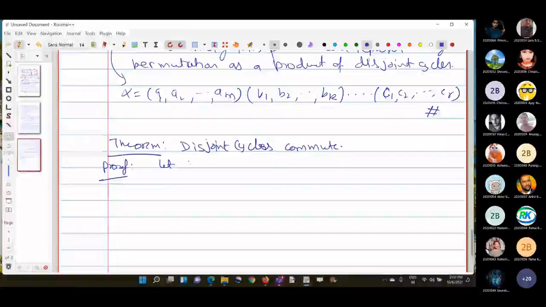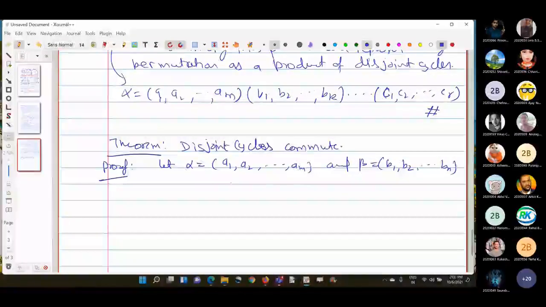Let alpha equals (A1, A2, ..., Am) and beta equals (B1, B2, ..., Bn) be disjoint cycles, that is, they have no entry in common.